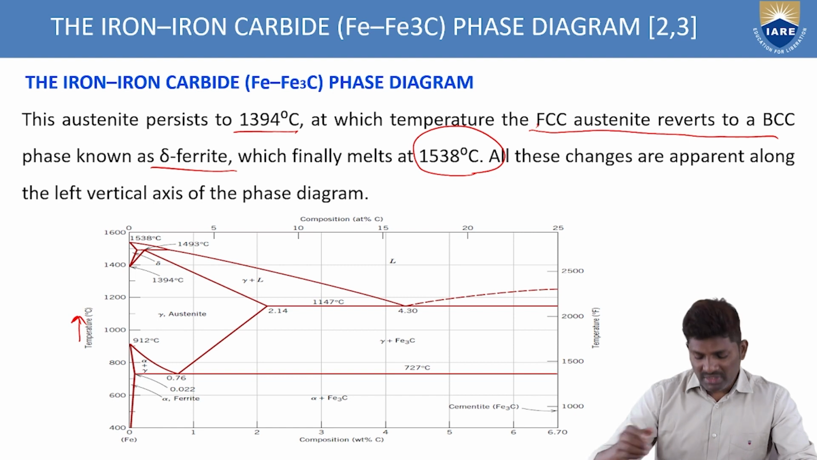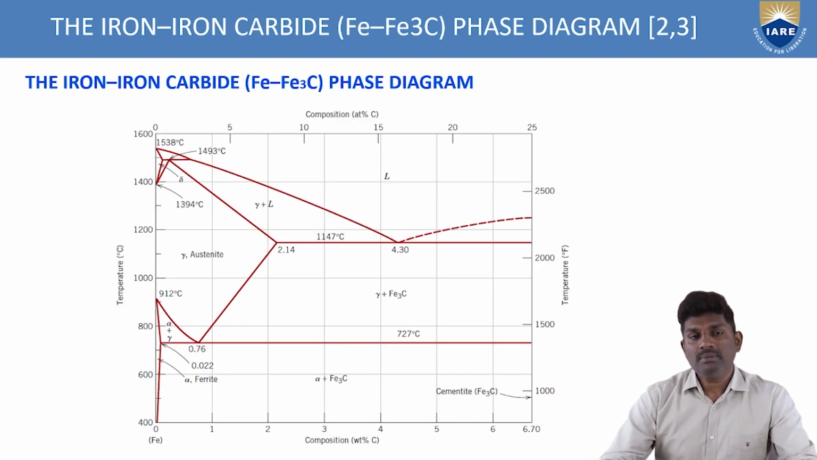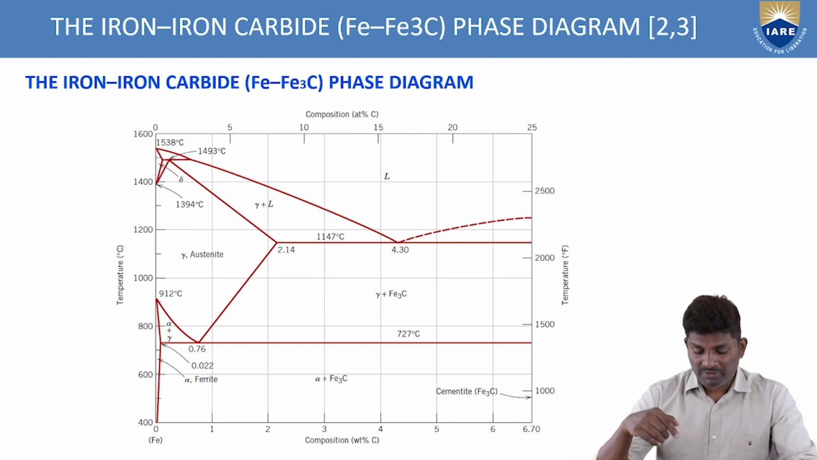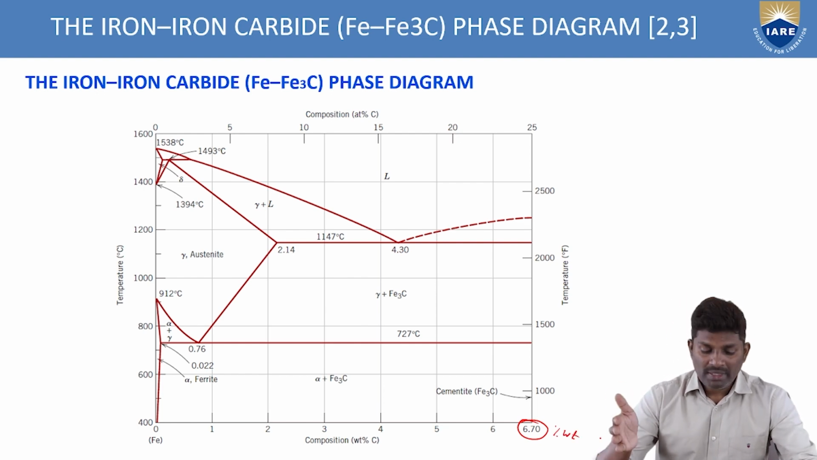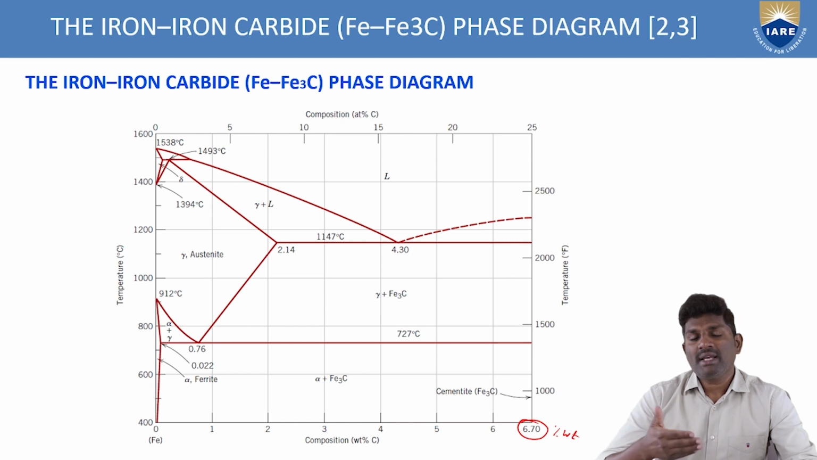So generally, in whatever phase diagrams we observe, the composition in weight percentage reaches 100. But if you see here, it is closing at 6.70 weight percentage only. Why is this very important in the iron carbide diagram? Okay. Now, generally the iron carbide diagram is divided into two portions.